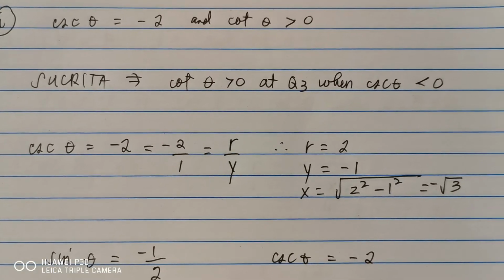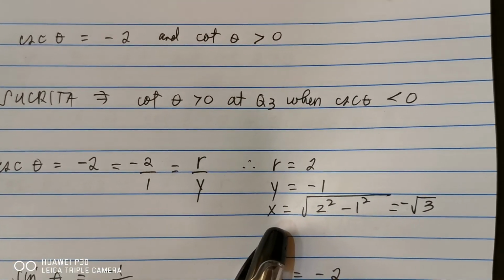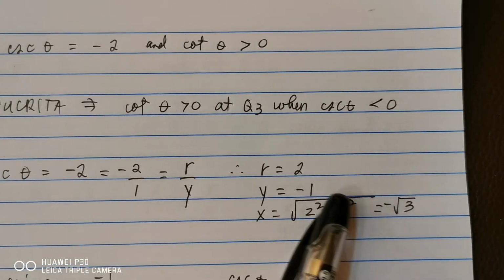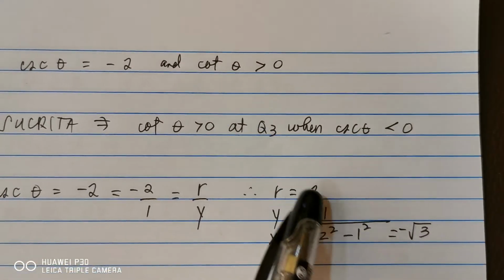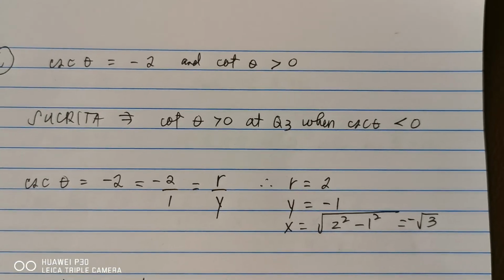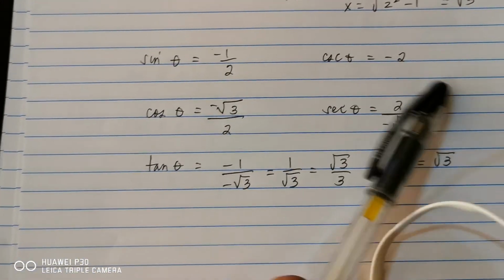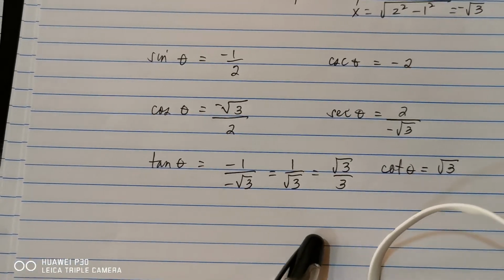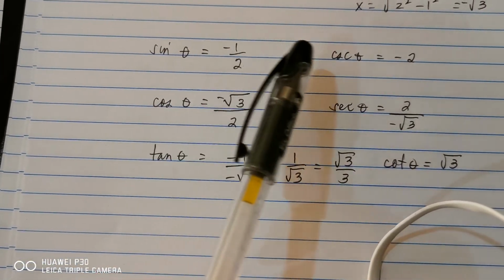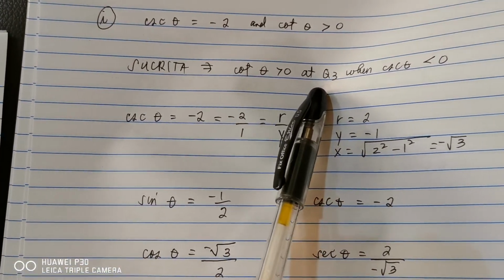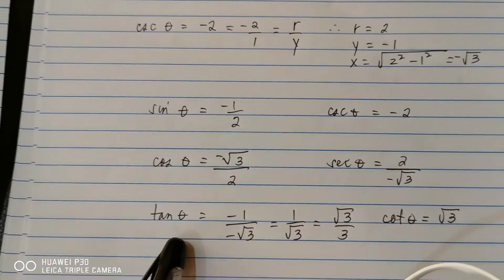So x, using our Pythagorean theorem, x is square root of 3, but we write negative because we are in quadrant 3. So our x is also negative. So by substitution of these values, we have the 6 trigonometric functions. So again, do not forget to bring with you the negative signs because we are referring to an angle measure that is in quadrant 3.